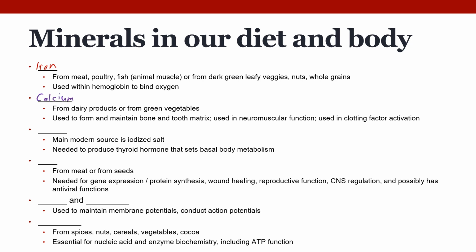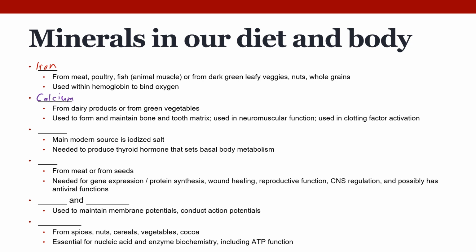Calcium is another important daily intake from dairy products or from green vegetables. It's used to form and maintain bone and tooth matrix. It's obviously important in neuromuscular function as a signaling ion, and it's used in clotting factor activation, as we talked about in our hemostasis chapter. So you need plenty of that every day to keep your body running and to keep your bones strong.